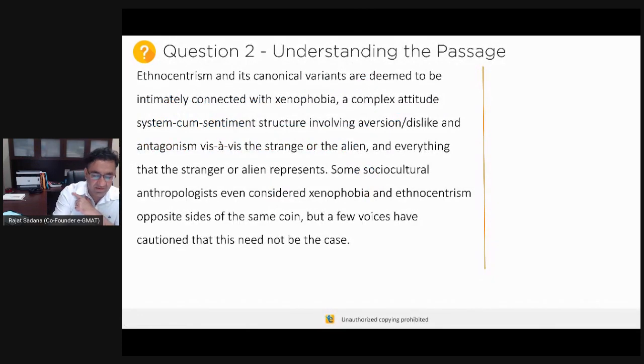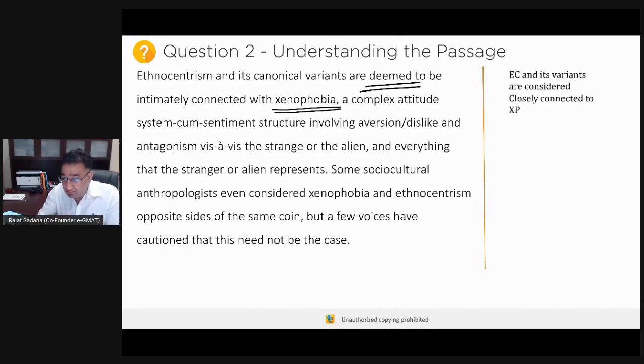All right, so with that in mind, let's look at this. EC and its canonical variants are deemed to be, deemed means considered to be, intimately connected with XP. That's called xenophobia, or XP. So that's why I say they are considered to be closely connected to XP, and that's where understanding sentence structure becomes really important. When you see this, a complex attitude system cum sentiment structure involving aversion, dislike, blah blah blah.